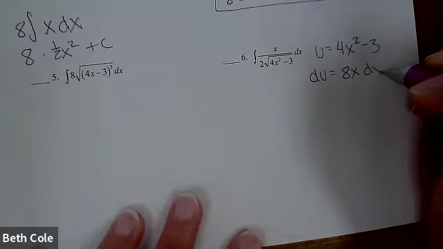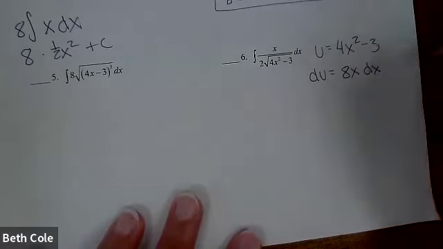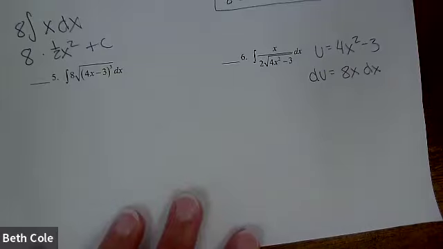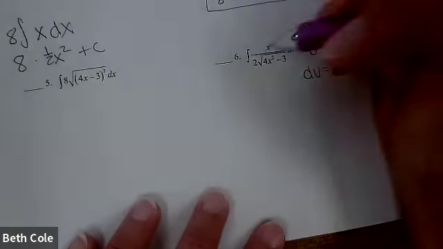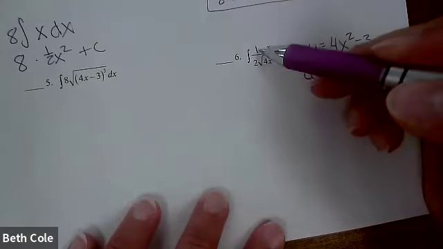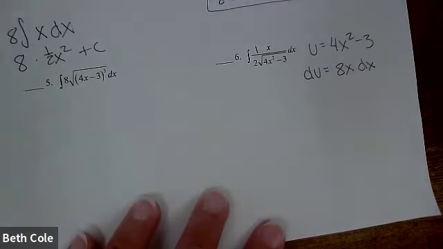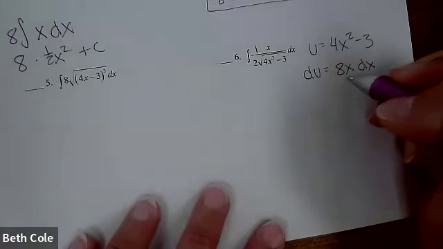8x dx. Good job. So let me show you how this one would work. If you didn't worry about this 2, and in fact, that's not a 2, it's actually a 1/2. Okay, but say you didn't want to worry about that. I'll do this one differently. You can kind of decide what your personal preference is.